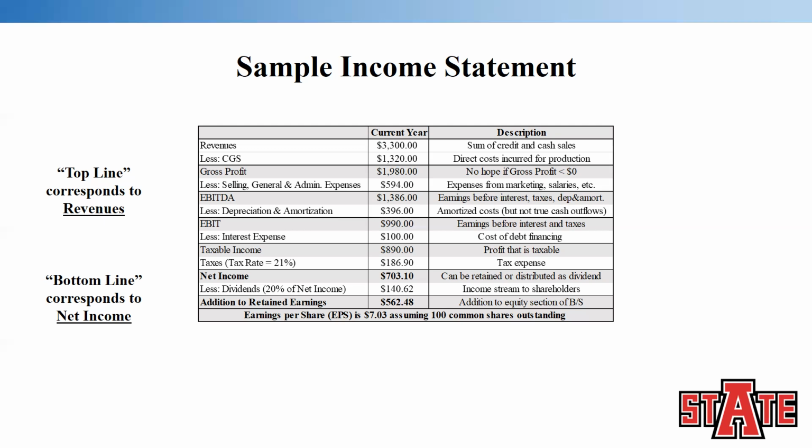And here that's $594. So this could cover a lot of different things, but for our purposes, let's just think of it as marketing or advertising costs, salaries, various types of overhead. When we subtract $594 in SG&A out of 1980, we're left with EBITDA of $1386.